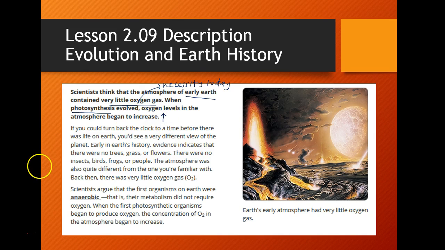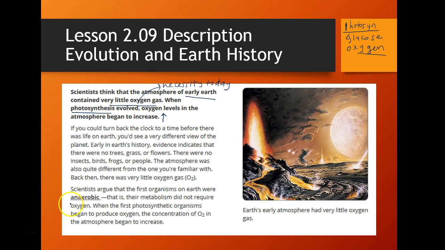So why do oxygen levels in the atmosphere increase with photosynthesis? Remember, in photosynthesis, right, we produce glucose and we produce oxygen. These are two things that photosynthesis produces. So if photosynthesis evolved, then that means oxygen levels would increase because we are producing oxygen.